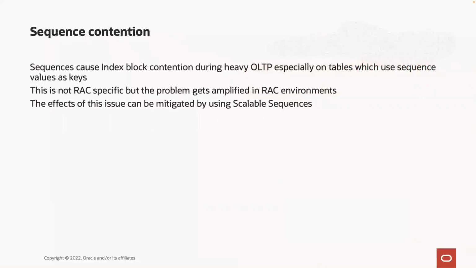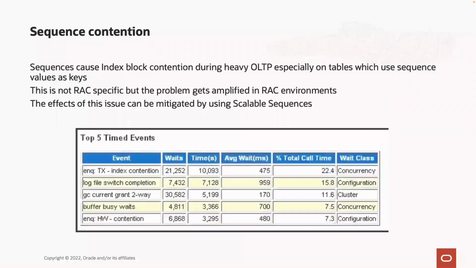Sequence. Now remember, sequences and indexes are somehow related. Earlier I talked about employee ID. If you are a modern application developer, you are hopefully using sequences and not the older methodologies to increment a certain number. Sequences are perfect for that. Now, sequences also cause index lock contention during heavy OLTP. Again, this is not a RAC issue, but it gets amplified, and the issue can be mitigated by using what we call scalable sequences.